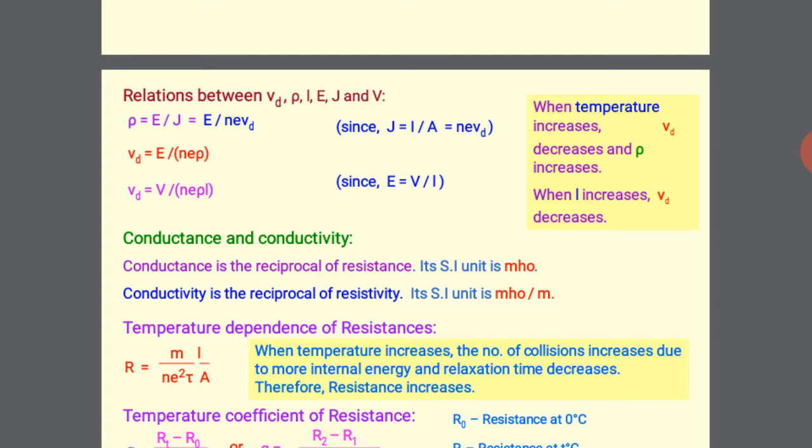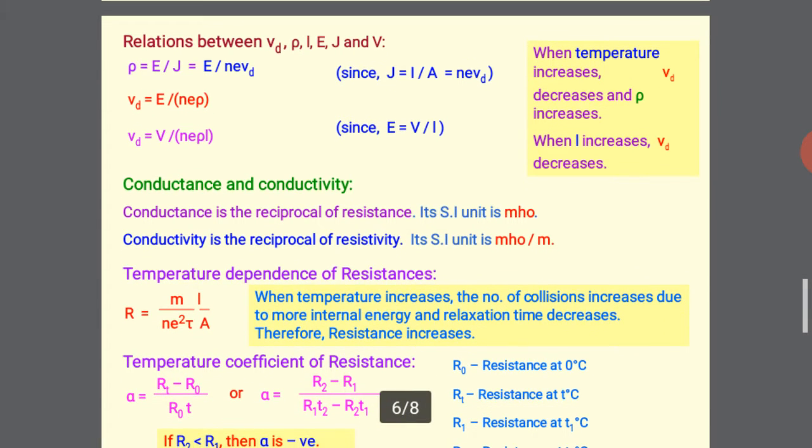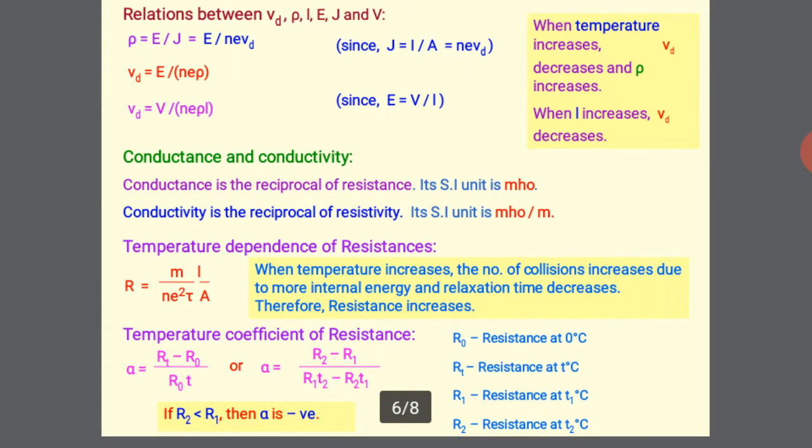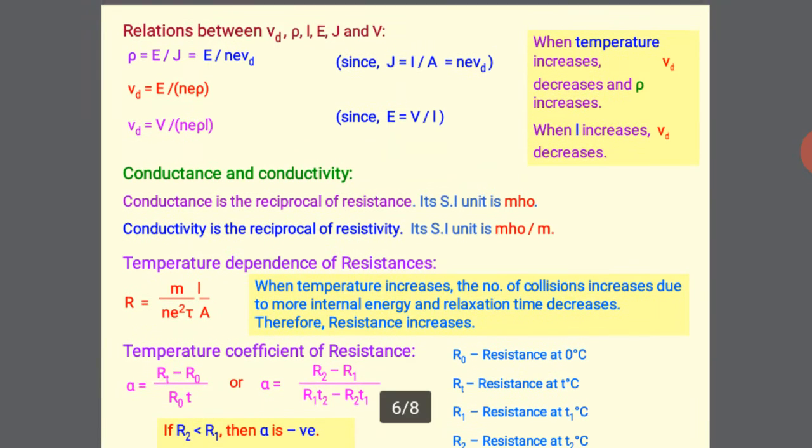When temperature increases, Vd decreases and rho increases. When I increases, Vd decreases. Now conductance and conductivity. Conductance is the reciprocal of resistance and its SI unit is mho. Conductivity is the reciprocal of resistivity and its SI unit is mho per meter.